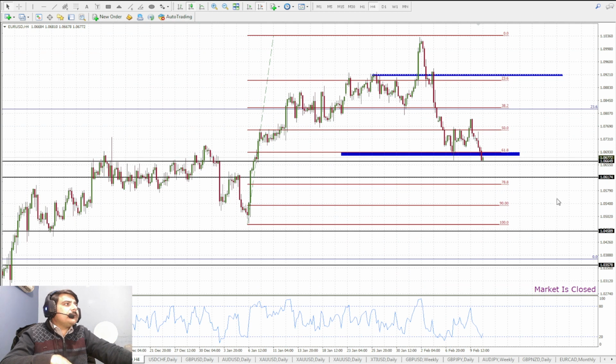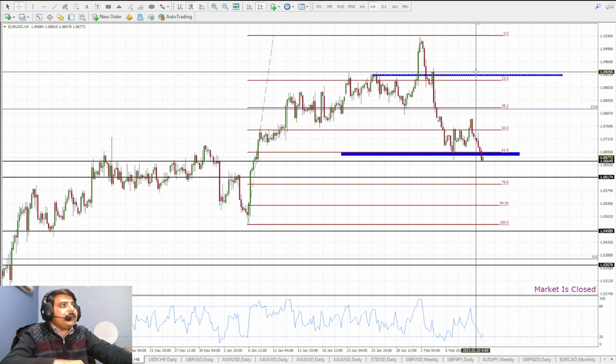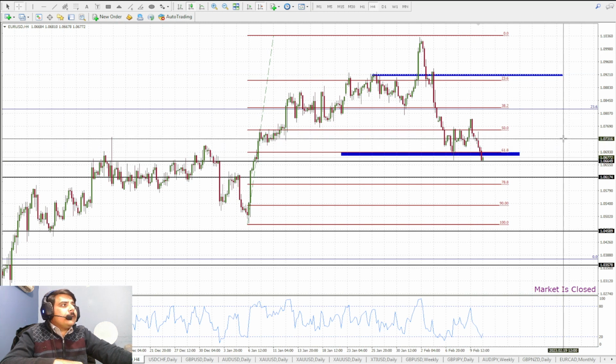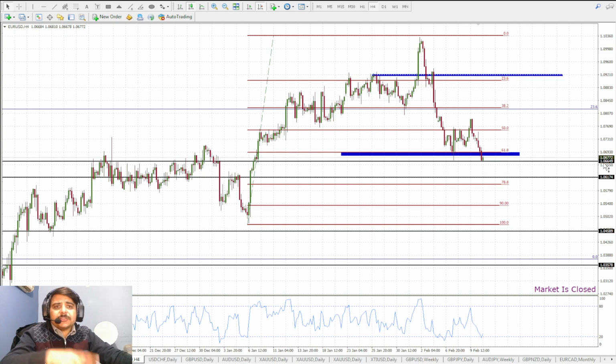Euro US dollar, we are holding a sell position from up there. I was trying to add some more positions at 1.0919. Market never went up there and it dropped. So if it dropped, obviously from there I have said that market is going to retest 1.06.